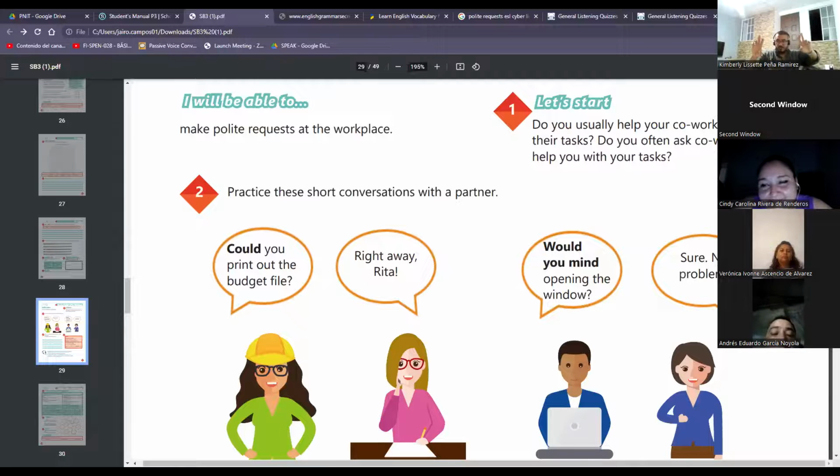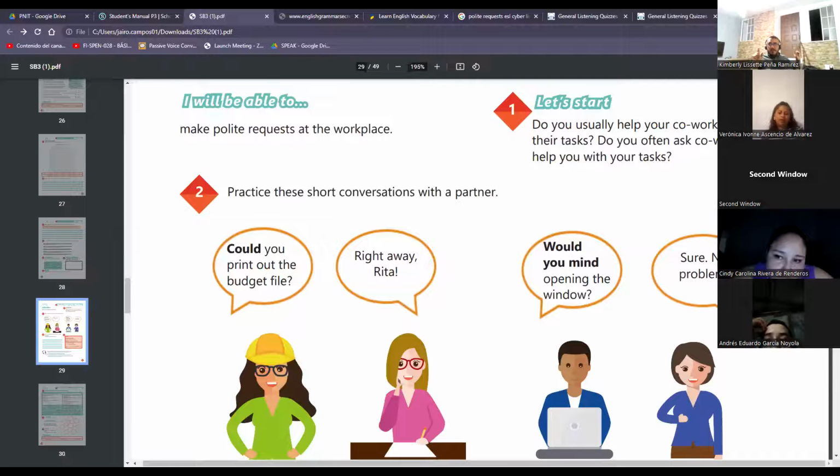Okay, so again, two types of question. One is, could you print out the budget file? And the second question is, would you mind opening the window? So what's the difference between these two questions? The verb, yes, the verb is different. What is the difference between the two verbs?